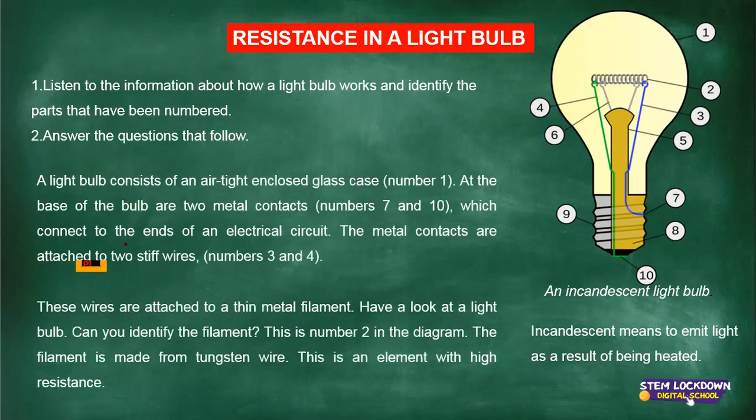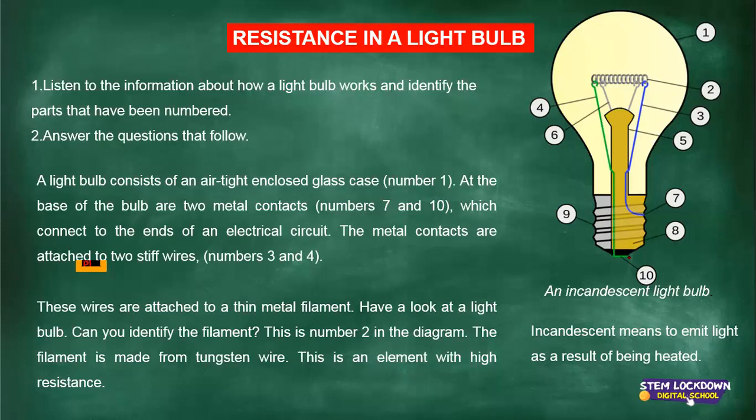Okay, so a light bulb consists of an airtight enclosed glass case. So you look at number 1. Around this light bulb is a glass case. And at the base of the light bulb, there are 2 metal contacts. Remember I told you earlier on, I'm going to show it to you. Point number 7 is the one behind, and here's number 10. You have these metal contacts, and these connect to the ends of an electric circuit.